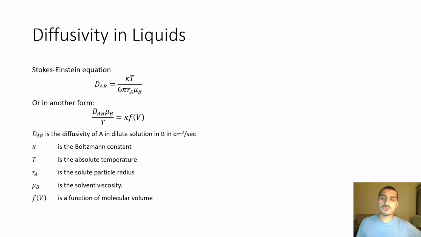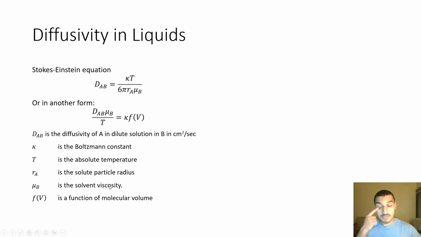But first we will start with the theoretical form of the equation, which is similar to the kinetic theory of gases. Here we have the Stokes-Einstein equation, which makes similar assumptions of spherical particles and elastic collisions. So here the diffusion coefficient equals the Boltzmann constant multiplied by the temperature divided by 6 pi RA. RA is the solute particle radius, and mu b is the solvent viscosity.